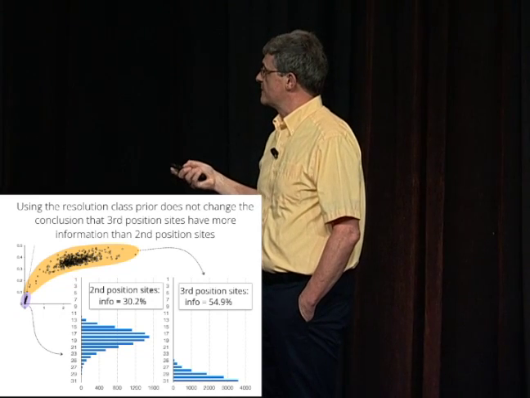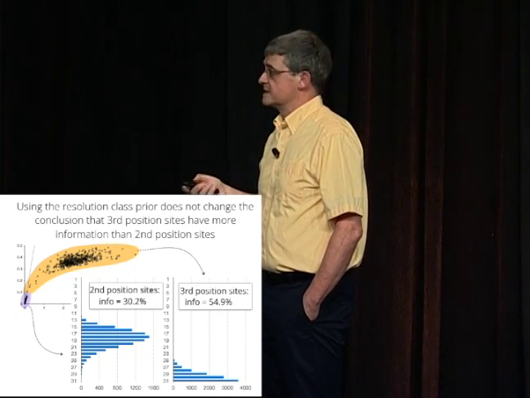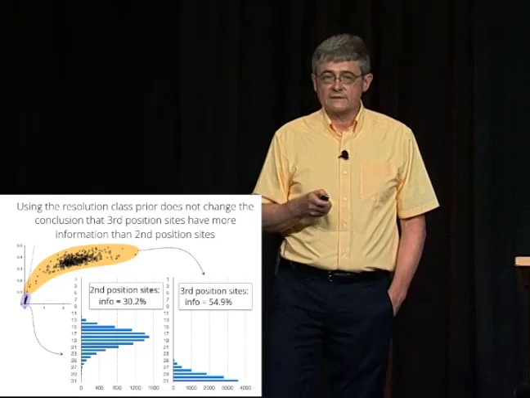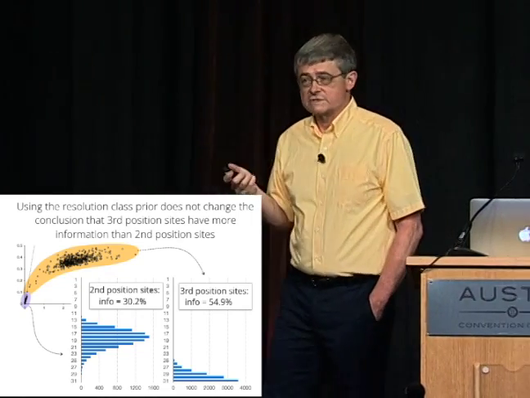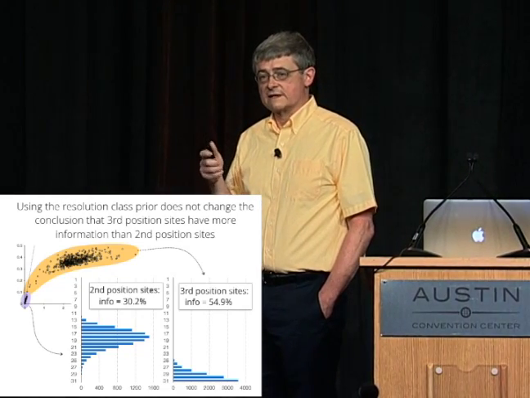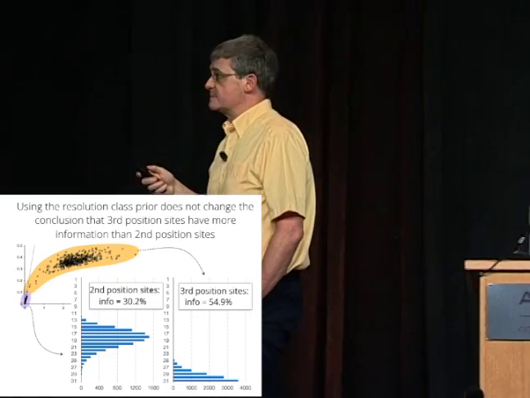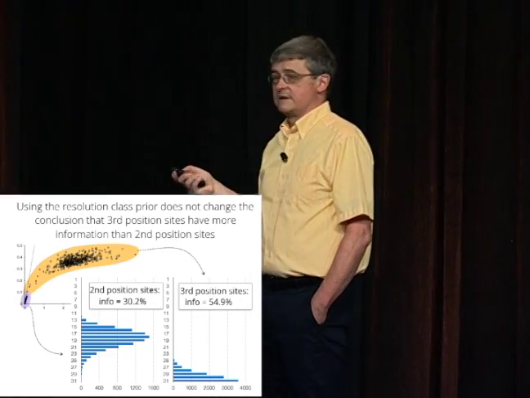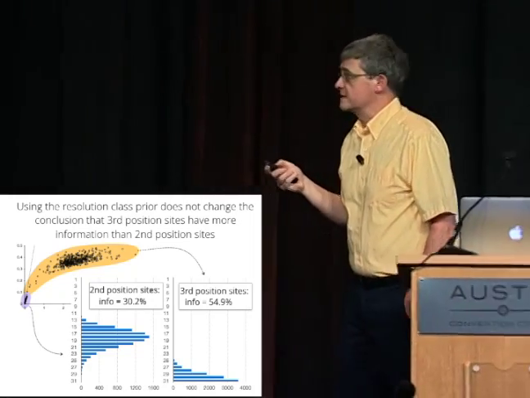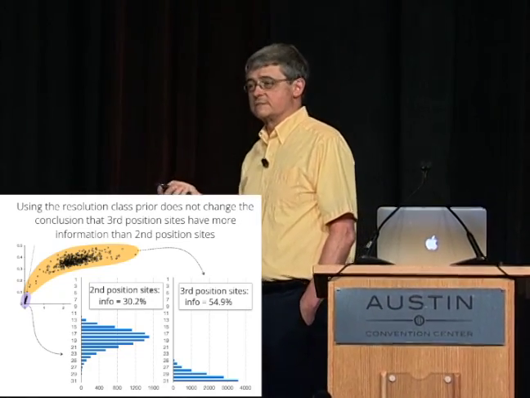There's still way more information in the third position sites than the second position sites. So I think that in this case, it's safe to say that third position sites actually have more information than second position sites. And so you shouldn't throw out third position sites just based on a plot like this, because that doesn't tell you the whole story. This plot is based on the worst possible taxon sampling.